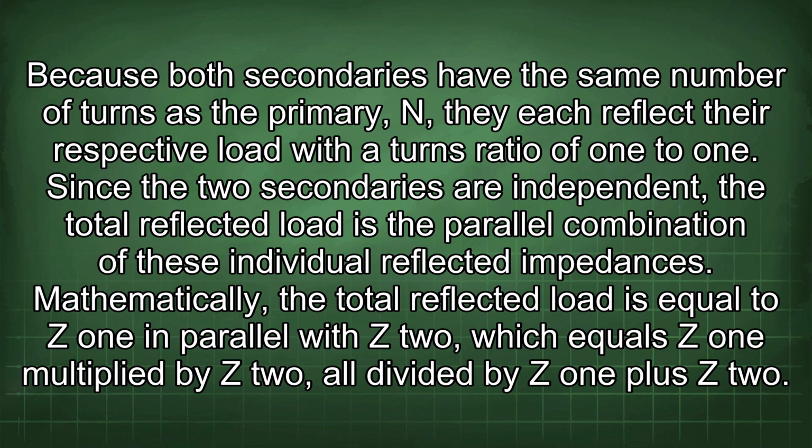Since the two secondaries are independent, the total reflected load is the parallel combination of these individual reflected impedances. Mathematically, the total reflected load is equal to Z1 in parallel with Z2, which equals Z1 multiplied by Z2, all divided by Z1 plus Z2.